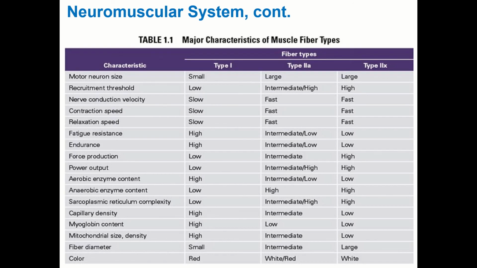And there's a helpful table. It's table 1.1 in the textbook, but I included it because I thought it would be helpful. So if you want to look at all the different characteristics of type 1 versus 2A versus 2X fibers, lots of information there.